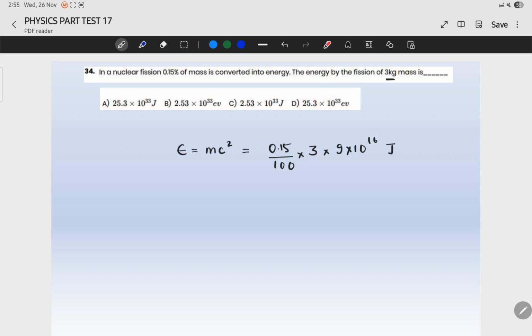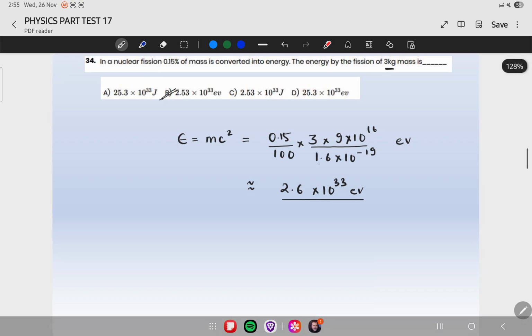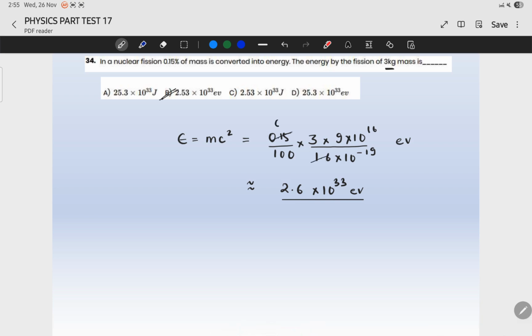To match the correct option, let's convert this into electron volt. So what we'll do is, we'll divide this answer by 1.6 into 10 to the power minus 19 electron volt. And when you solve it, you will get nearly 2.6 into 10 to the power 33 electron volt. Which is this. Approximately you can solve it very easily. So just take it 0.1, slightly less than 0.1. And this is 9 3s are 27, so roughly you will get 2.6, and 2.53 is actually the accurate answer.